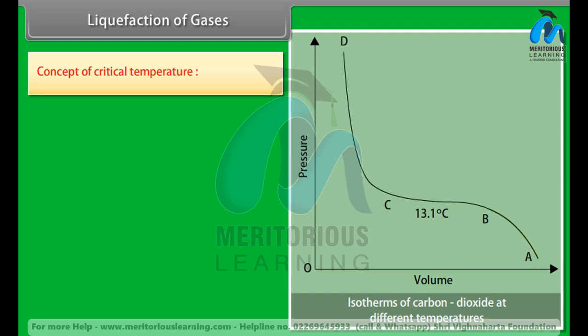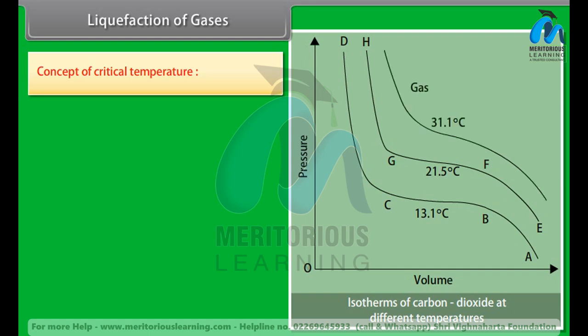Thus, along the portion AB, carbon dioxide exists only as gas, along the portion CD only as liquid, and along the portion BC, the liquid and the vapor are in equilibrium with each other. The isotherm EFGH at 21.5 degrees Celsius is similar to that at 13.1 degrees Celsius, except that the horizontal portion where the liquefaction occurs is shorter. In the isotherms above 31.1 degrees Celsius, the horizontal portion completely disappears. This shows that above 31.1 degrees Celsius, the liquefaction of the gas does not take place at all.